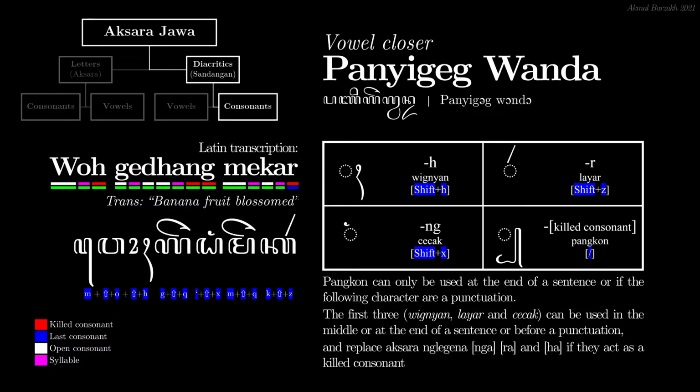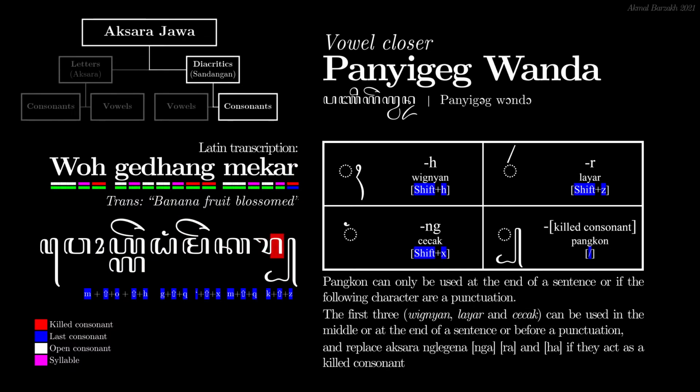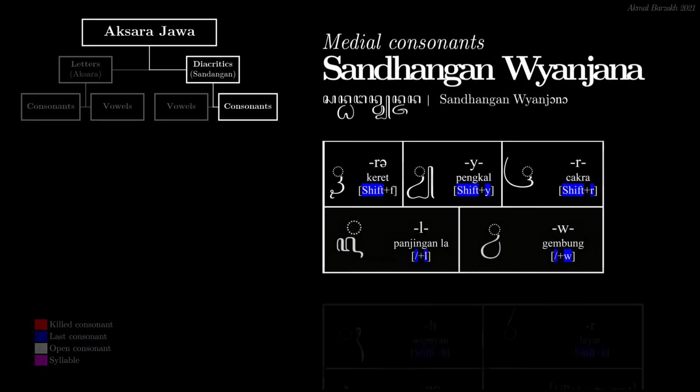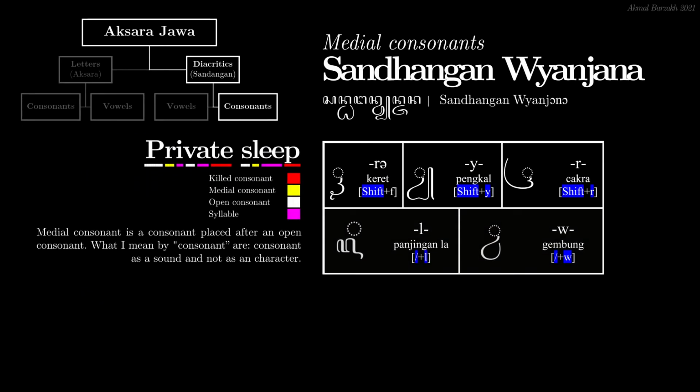The ke is not rendered as pasangan because the h in woh is typed as Panyigeg Wanda. This too applies to me in mekar, since the guild consonant r is replaced with layar. Even though the r is placed at the end of the sentence, it's still rendered as layar and not with ro paired with pangkon. And Sandhangan Wyanjana are just medial consonants.